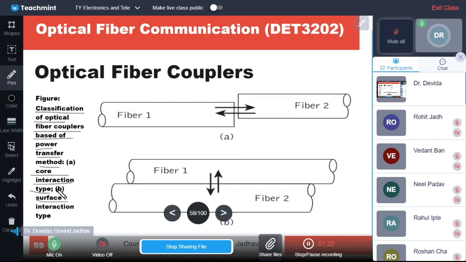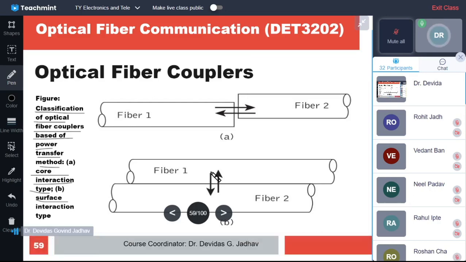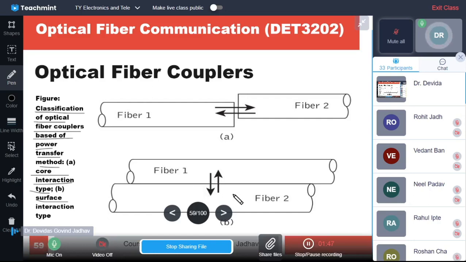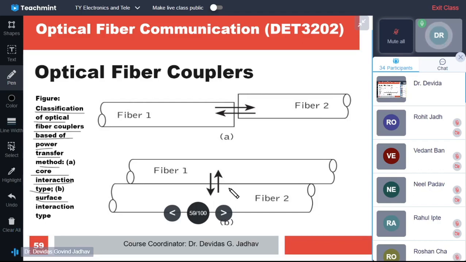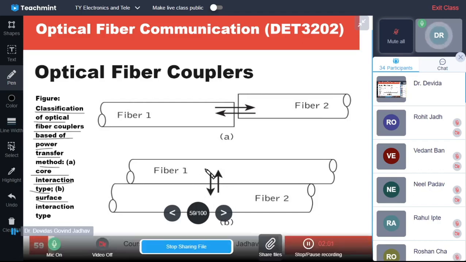And in figure B, surface interaction is shown. From one fiber surface the power is exchanged, transferred to the other fiber surface, and then it goes into propagation in the core. So this is surface interaction. For that, the cladding of that particular part of both fibers must be removed, and the fusion joint will be created there. So these types of devices are there.